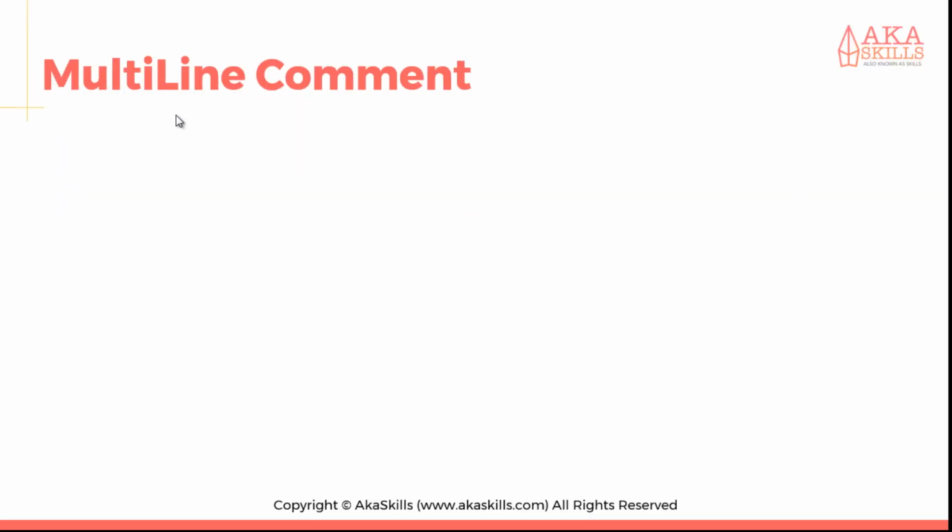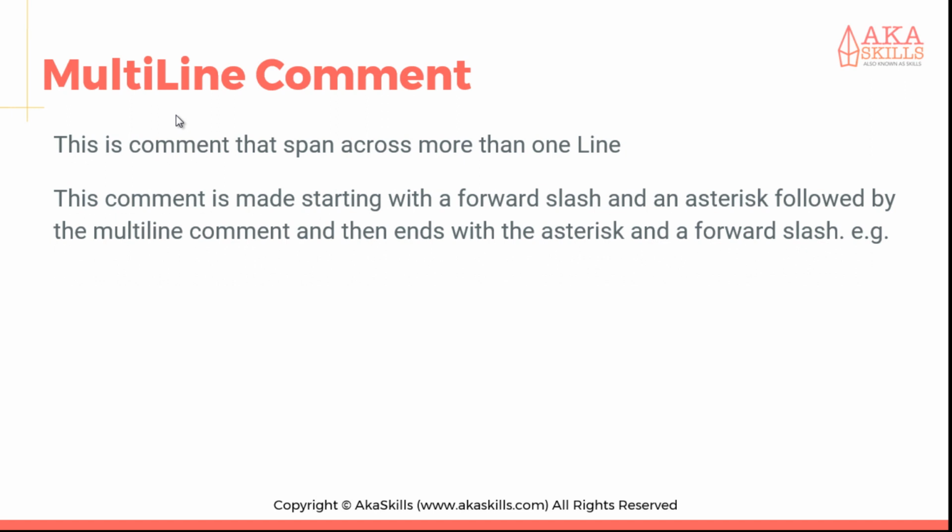Switching over to the multi-line comment, as the name implies, this is the kind of comment that spans across more than one line, multiple lines if you may. And so we want to know, how do we make this kind of comment? It begins with a forward slash and an asterisk. In between, you write out your comment that spans across multiple lines. Then you end it with an asterisk and a forward slash.